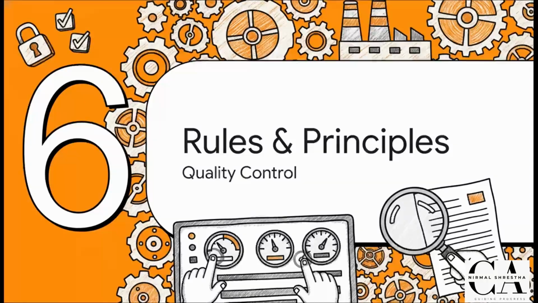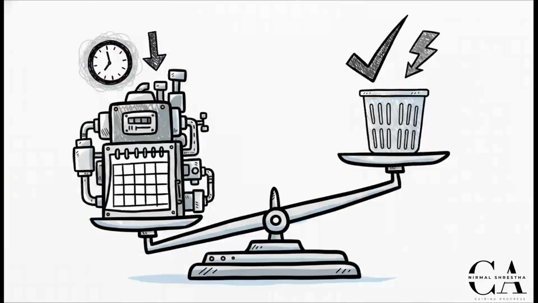Section 6. Rules, Principles, and Expenditures. This right here is the quality control department of our factory. Without rules, companies could manipulate their dashboard to show whatever story they want, so we have guiding principles to keep the system honest. We assume the business is a going concern. We use the accruals basis, recording transactions when they happen, not just when cash moves. We demand consistency and prudence.